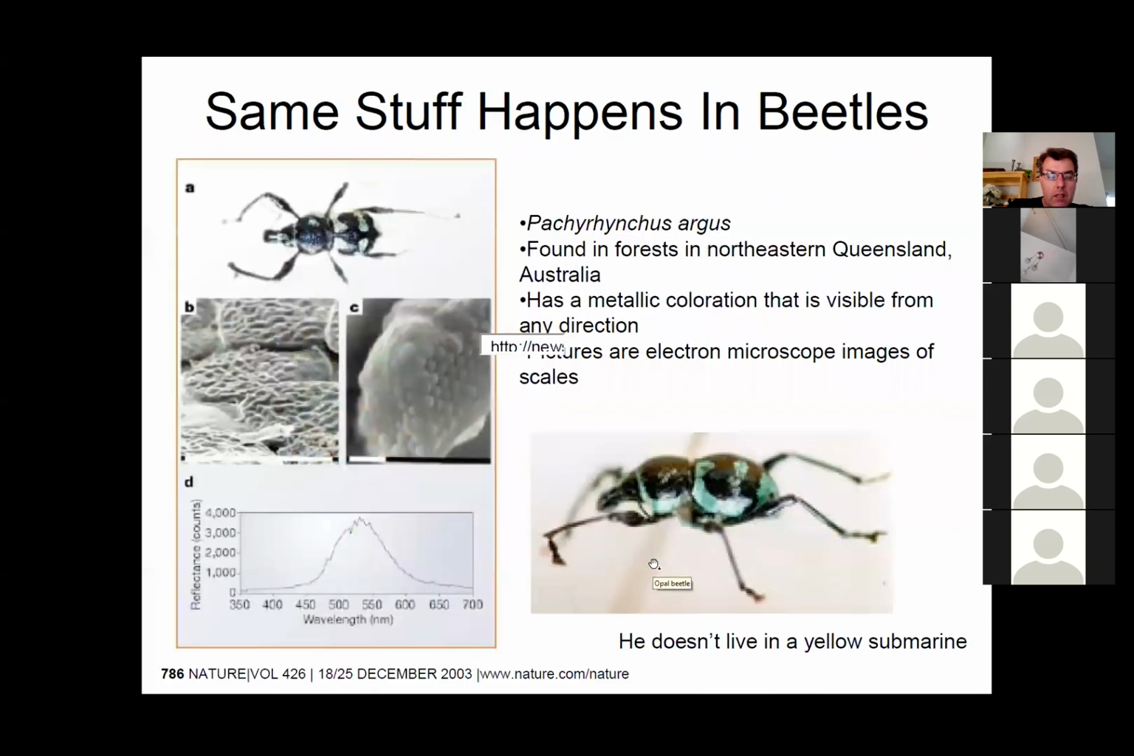All right, the same stuff happens in beetles. There are a whole lot of insects that have shiny exoskeletons. You look at certain kinds of beetles, their color changes when you look at them from different angles. And it's because they have little periodic arrangements of some kind of protein microstructure that forms little beads that get periodically arranged in the shells.